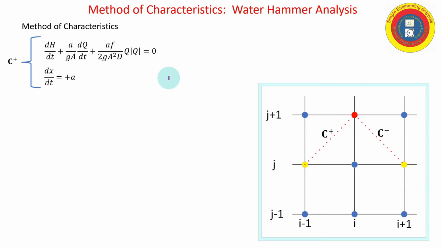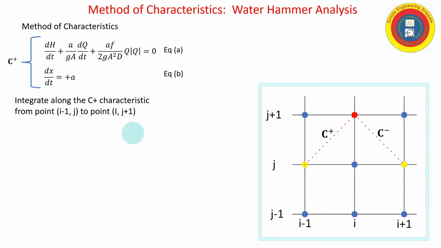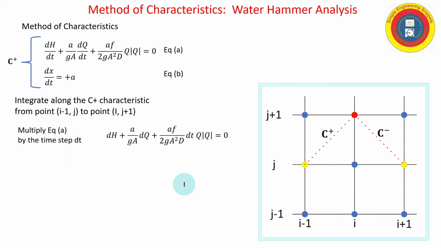This pair of equations shown is valid along the C plus characteristic. Let's call the first one equation A, the second equation B. So we're going to be integrating these pairs of equations from point i minus 1, j up to the point i, j plus 1. Okay, the first thing I'm going to do is take the equation A and multiply it by the time step dt. And this is the result.